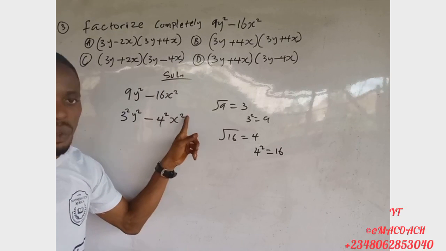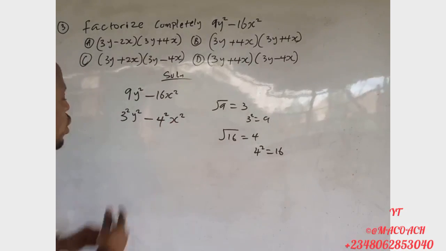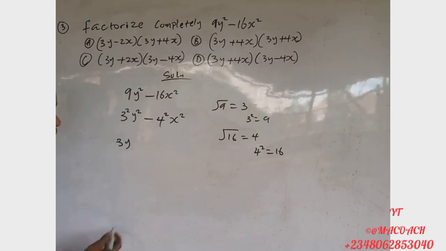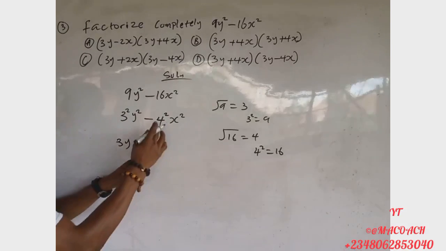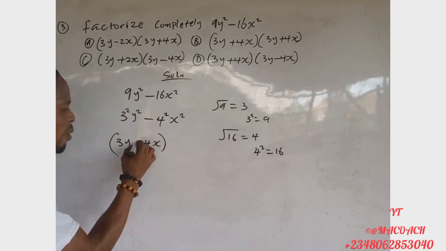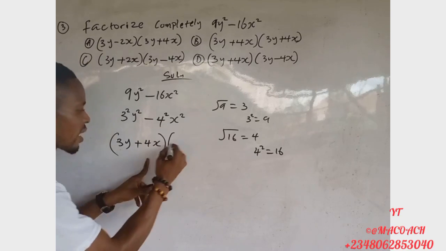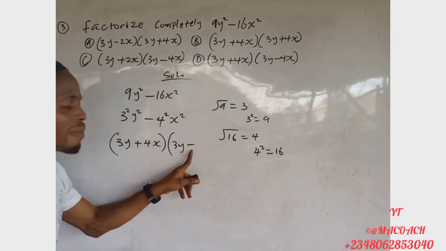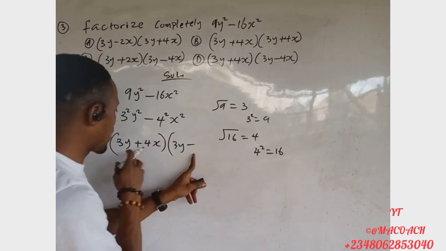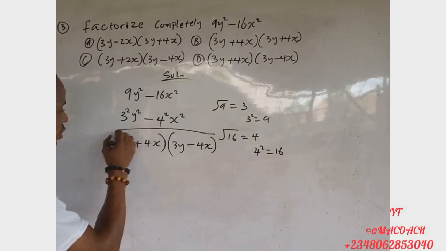Okay, so now to factorize this kind of question, you write the first one, 3y, minus the second one, 4s, close brackets, the first one to be plus. Let me use this first one as plus. So open bracket again, you write it again 3y, this one will be minus. The first bracket to be plus and the second bracket to be minus. We have a minus 4s.